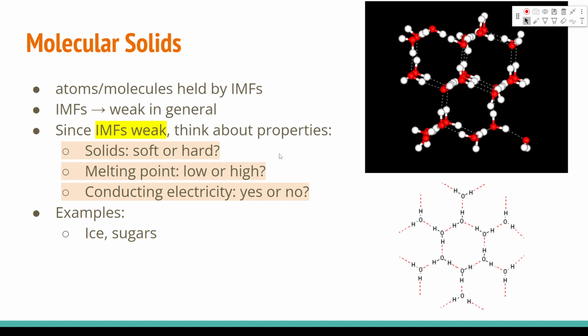Now, remember, IMFs are weak. In general, hydrogen bonds are stronger compared to LDFs, but overall they're still weak compared to ionic bonds, for example. Now, because IMFs are weak, let's think about these properties. Solids, are they soft or hard? Melting point, is it low or high? Conducting electricity, yes or no? Think about that for a second and then I will answer.